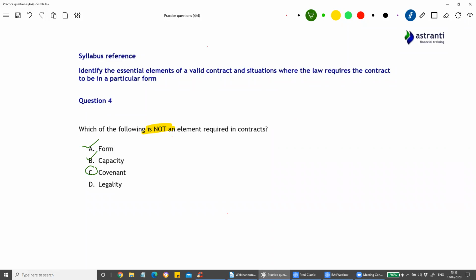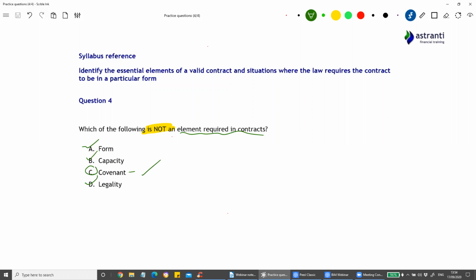And what about legality? Well, we know legality is an important part of a valid contract because you can't have a contract about an illegal act. So we know that this one is an element required in contracts. So what about covenant? Well, I recognize the term covenant. I know it's to do with contracts in some form, but specifically it's not an element required in contracts. So it is the correct answer because a covenant is an agreement which offers a solemn promise and could be part of a deed, or it could be standalone. Okay, but it's not an element required in contracts, although it's a term connected to contracts.